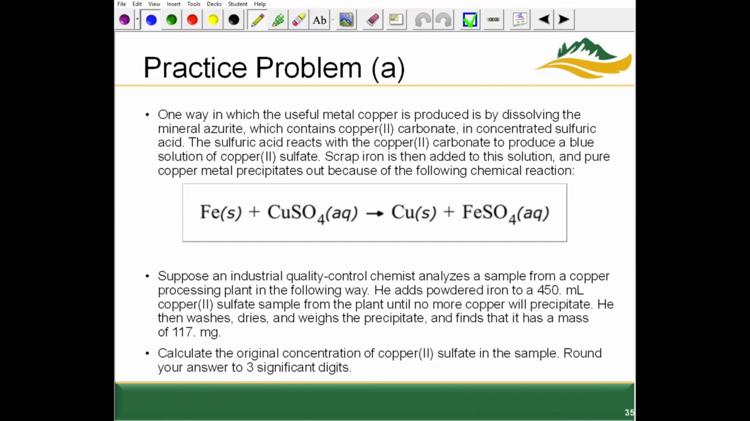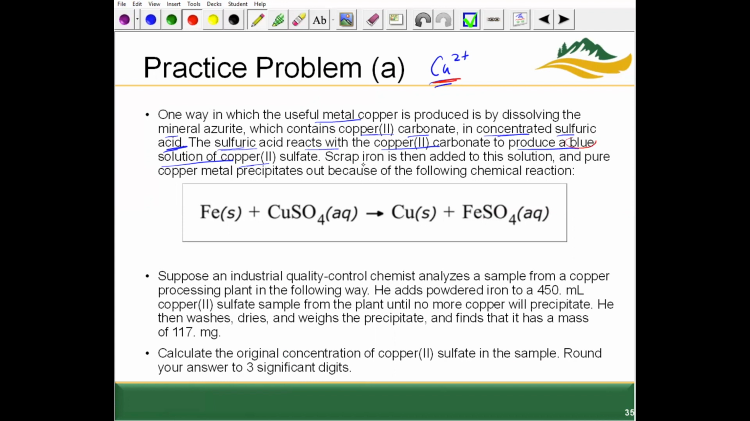So let's try this practice problem. Let's say metal copper is produced by dissolving a mineral which contains copper(II) carbonate in a concentrated sulfuric acid solution. The sulfuric acid reacts with copper(II) carbonate to produce a blue solution of copper(II) sulfate. Fun fact, solutions with Cu2+ usually appear blue, depending on what else is present in solution. So Cu2+ will form this blue solution.